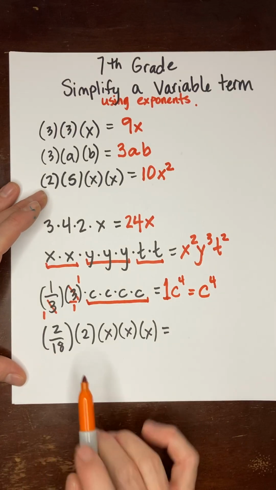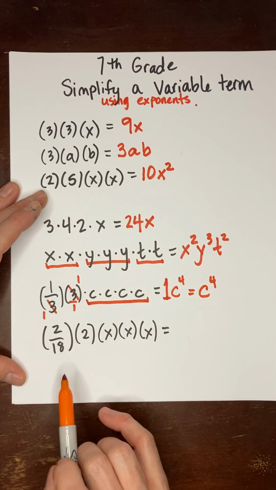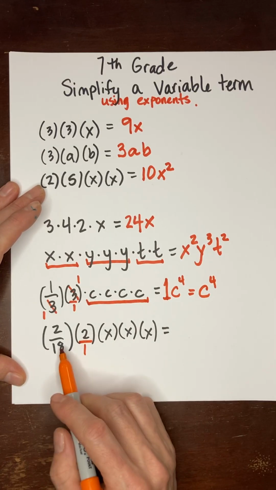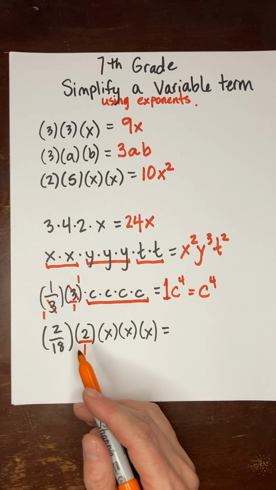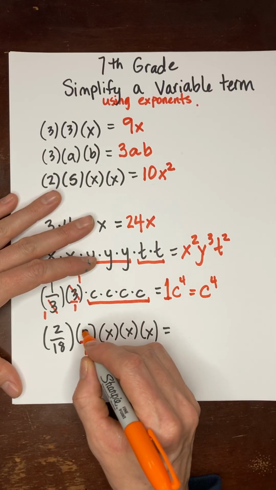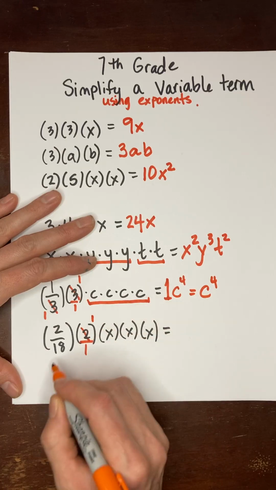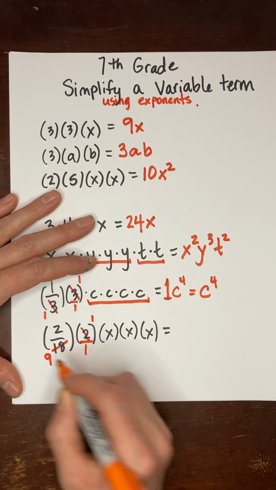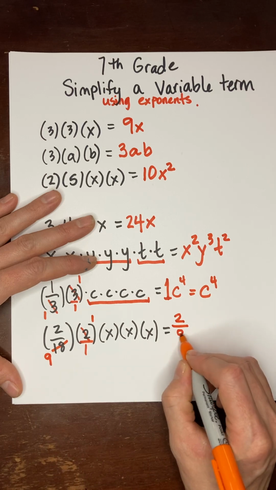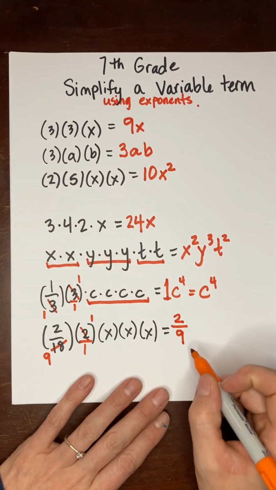Okay, this time I've got 2 over 18 times 2. So I can put this over 1. I can cross reduce to make my math easier, or I can just multiply across and reduce after. I like to cross reduce, so I'm going to divide by 2 is 1. 18 divided by 2 is 9. So 2 times 1 is 2. 9 times 1 is 9. So there's my numerical coefficient.